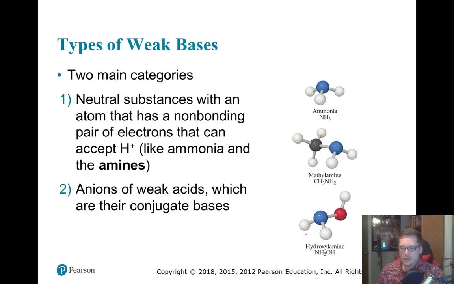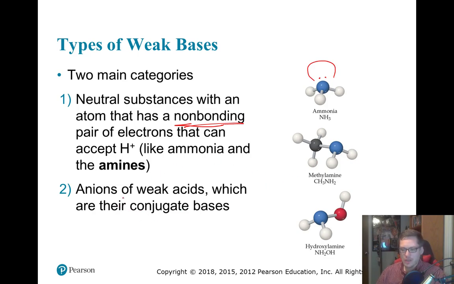There are two real types of weak bases. There are neutral substances that have a non-bonding pair of electrons. So that's like your ammonia, right? Your ammonia structure, you've got your nitrogen, your 3 hydrogens, and then there's the lone pair that's sticking up there like that. And your methylamine is the same way.